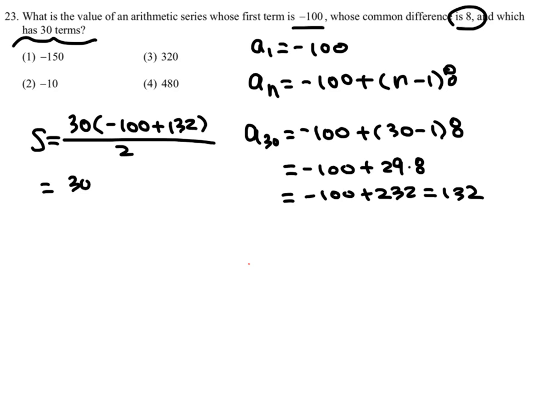So once you calculate that, the first term times the what? 16, we got 16 because 32 from here divided by 2 becomes 16. And once you calculate them, we get 480, which is choice 4. All right, let's move on to the next problem.